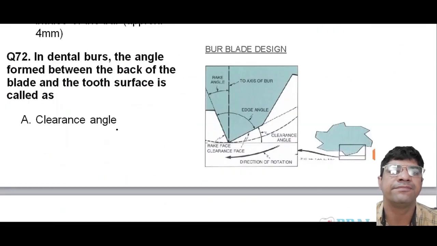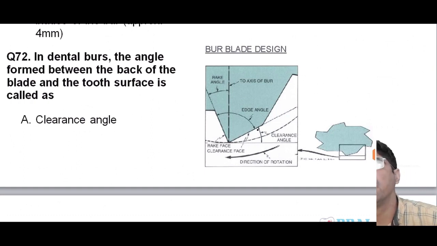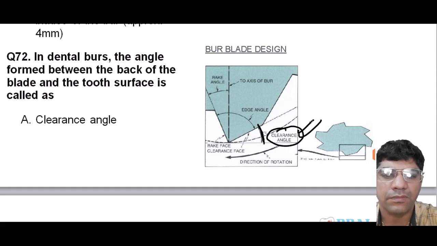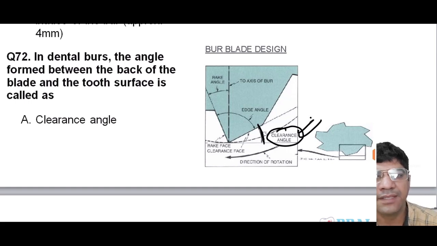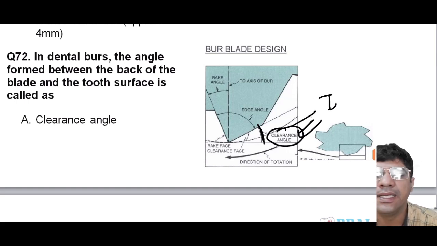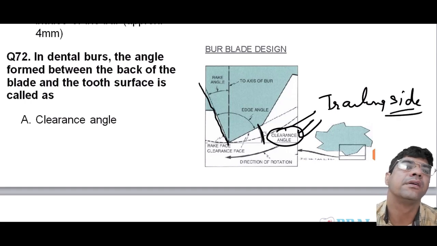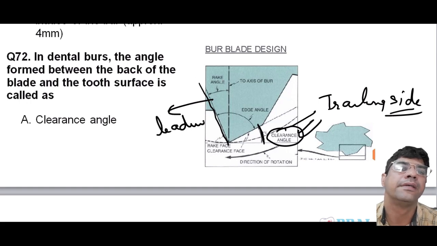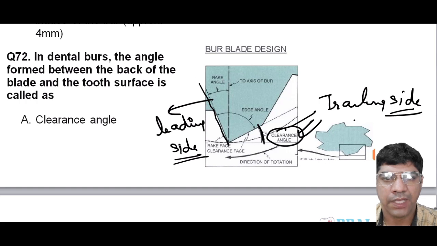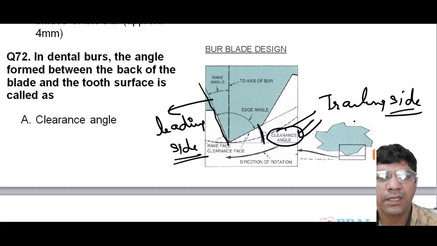In a dental bur, the angle that is formed by the back of the blade and the tooth surface is known as the clearance angle. It is the angle formed between the back, which is also known as the trailing side, and the tooth. The front side is the rake face, that is the leading side. So it is the angle formed by the back of the cutting blade on the bur and the surface of the tooth that is being cut.